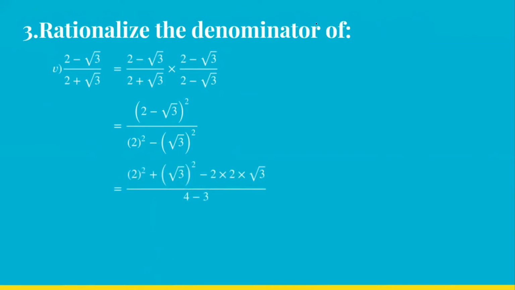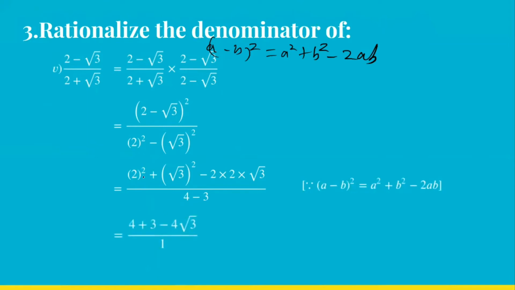A minus b the whole square is equal to a square plus b square minus 2ab. This is what we have done here. 2 square is 4, root 3 square is 3. And we get 4 plus 3 minus 2 root 3 upon 4 minus 3, which is 1. 2 square was 4, root 3 square was 3.